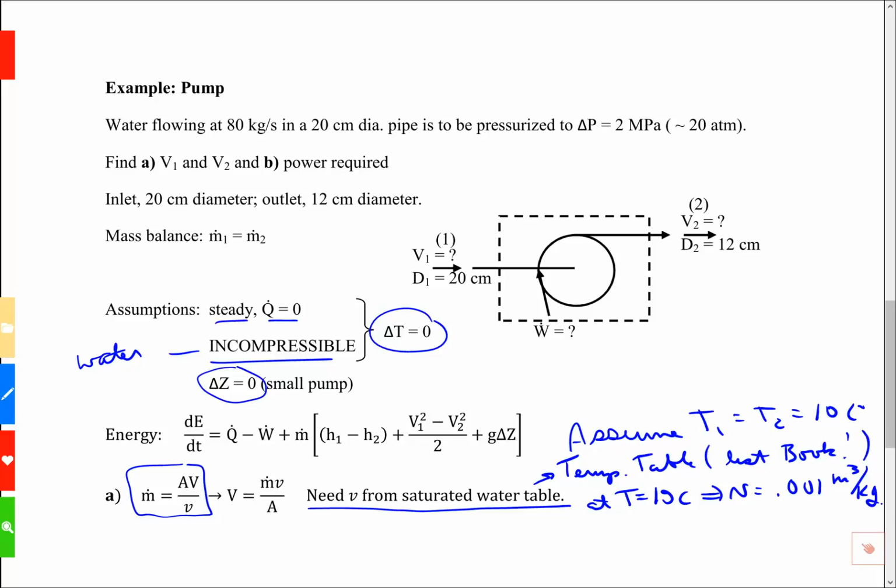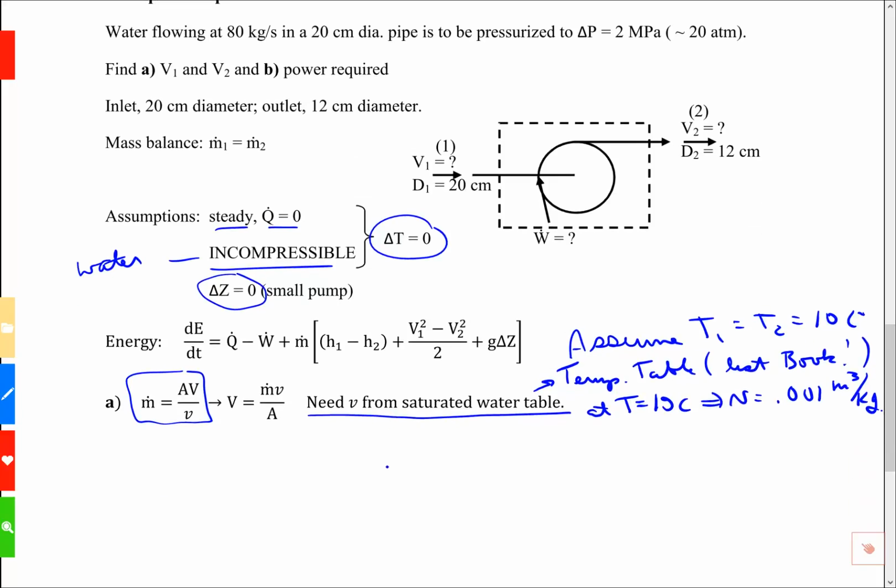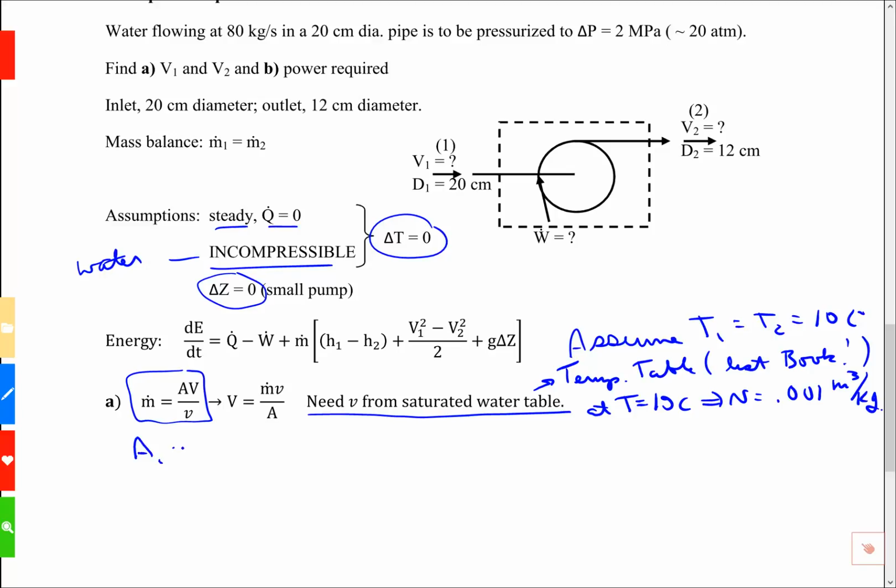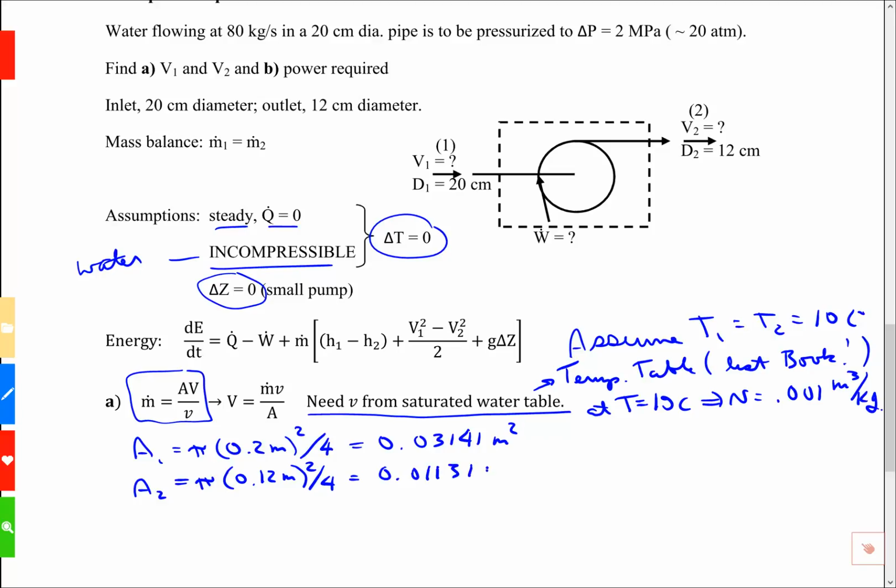All right, before we find velocity, we need to find a couple of areas. Area 1, the inlet, is going to be pi times 20 centimeters, or 0.2 meters, squared divided by 4. When I compute that, I got 0.03141 meters squared. And while I'm at it, area 2 is going to be pi times 12 centimeters, or 0.12 meters, squared, divided by 4. Then this number is 0.01131 meters squared. Hope you can check that.